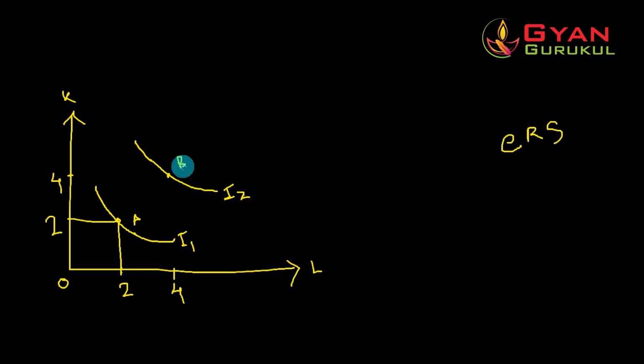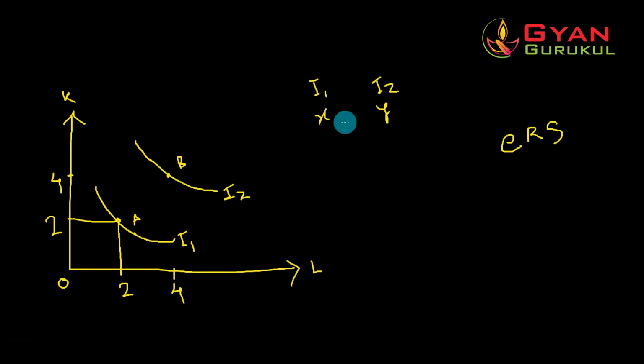Now if the output at isoquant I1 is x, and the output at I2 is, let's say, y. At I2 the output is y, and at I1 the output is x, right?